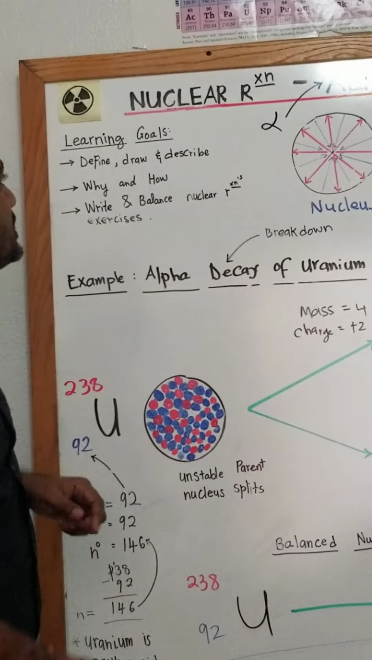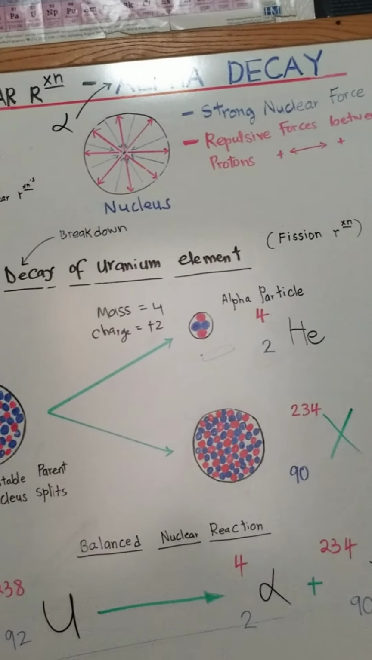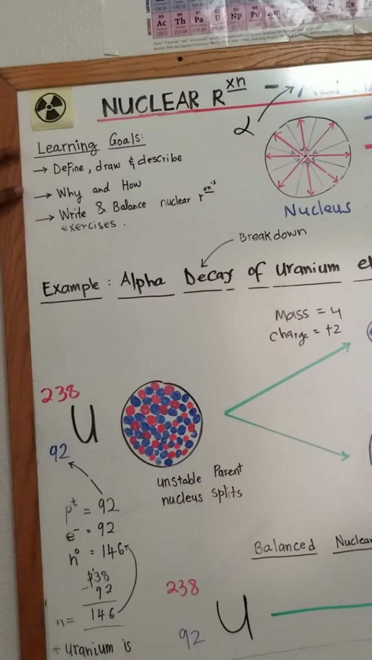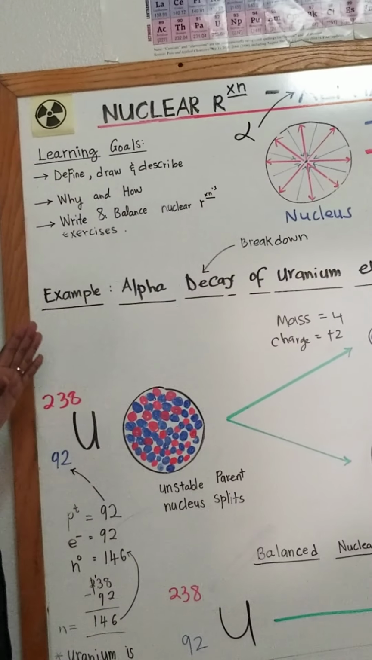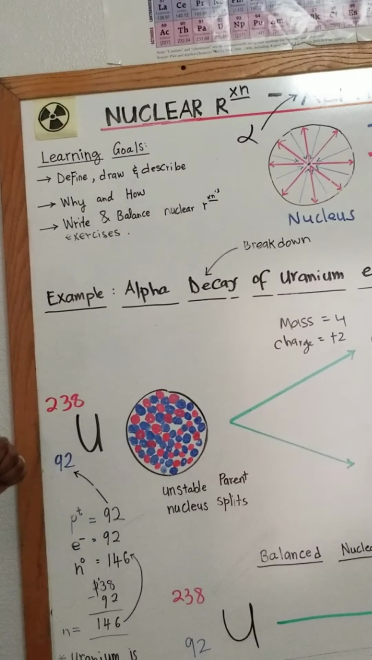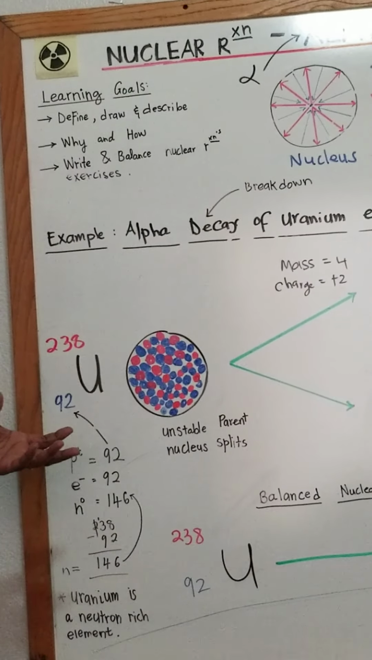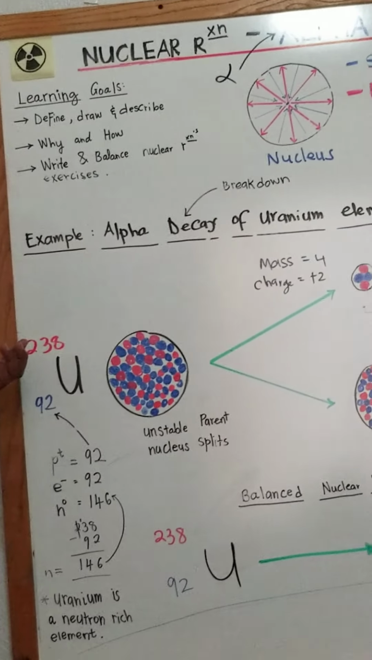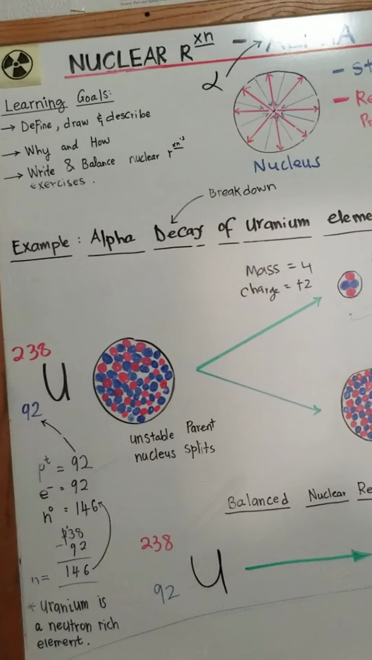Today I'll be discussing nuclear reactions, specifically alpha decay. The learning goal for today's tutorial is to define, draw and describe an alpha decay happening, and then how and why alpha decay occurs. And the last portion of the lecture would be writing and balancing some nuclear reactions.